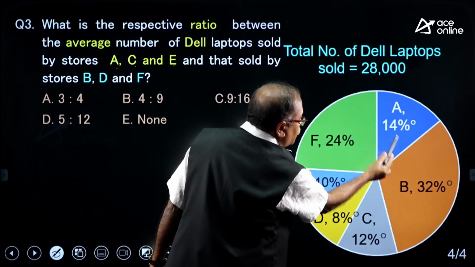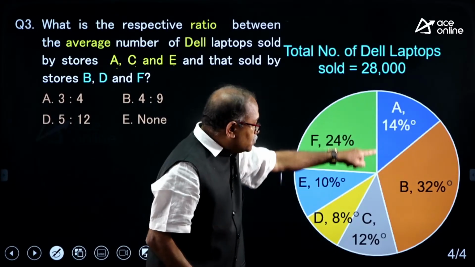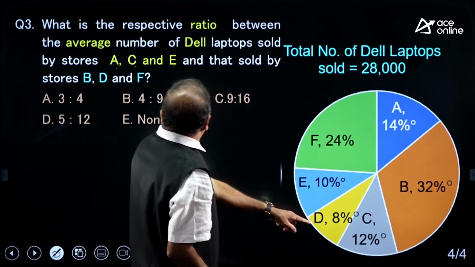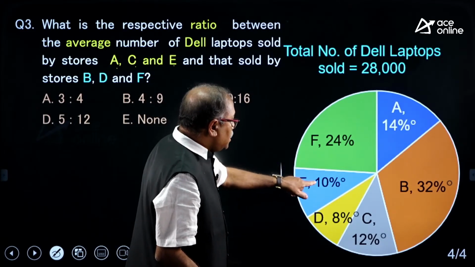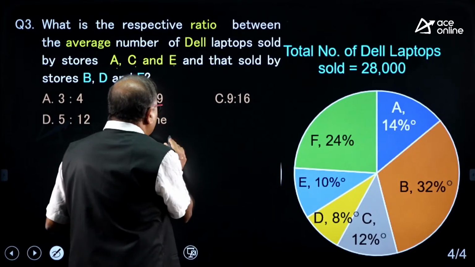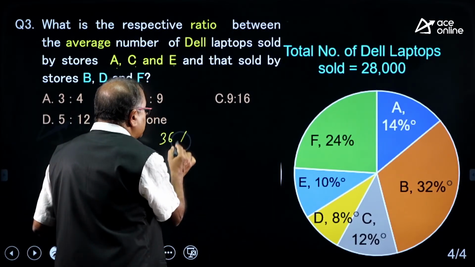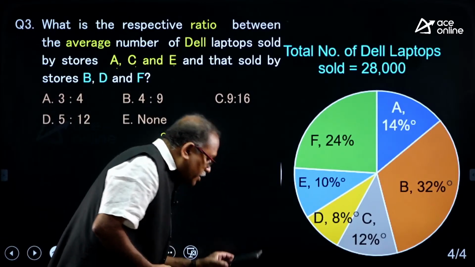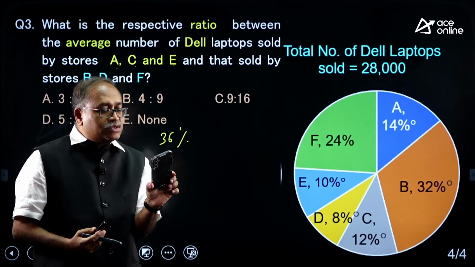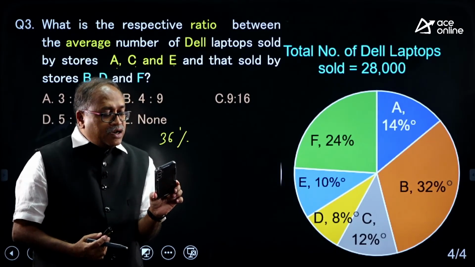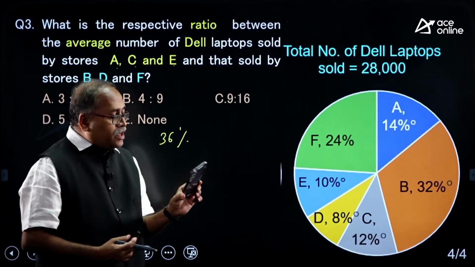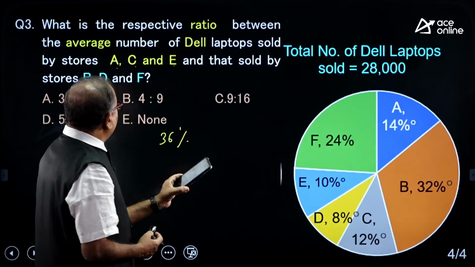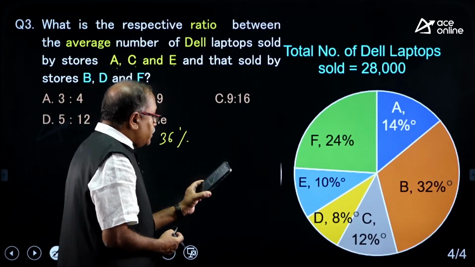What is A? 14 plus 12, that comes 26, 26 plus E, 36. So here I got 36 percentage, and has anyone answered it? Oh my God, so clear. Mr. Aman has already answered the question, and Aman has said that it is option C. The option C is 9:11.